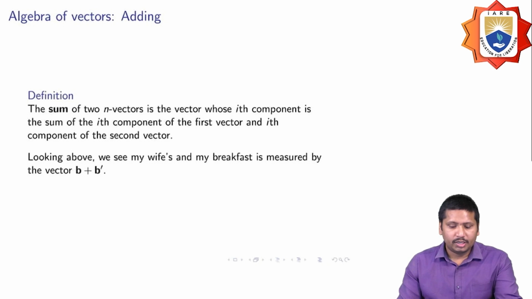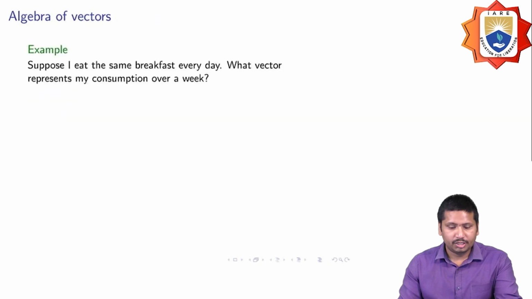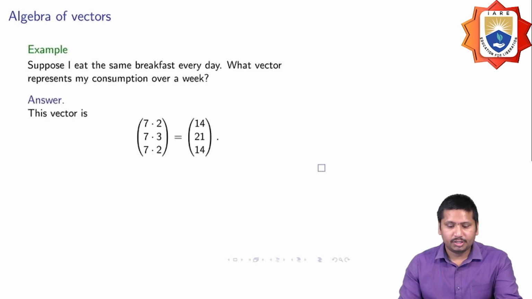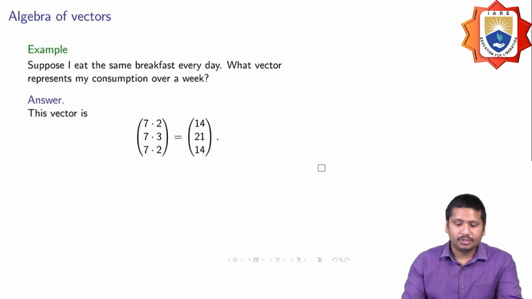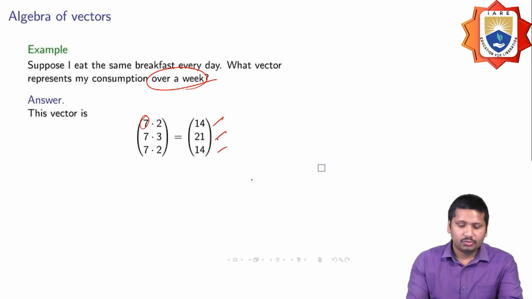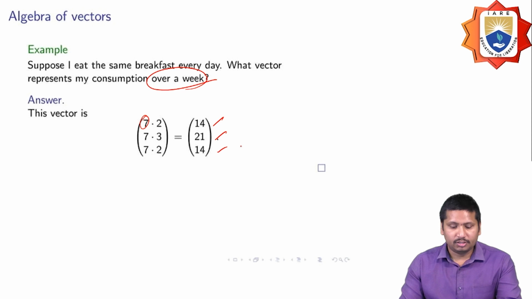Suppose my wife's breakfast is measured by a vector, and suppose I'm going to eat the same breakfast every day. What should be the vector that represents this? The consumption over the week I can represent by multiplying by 7, since I am calculating the days in a week, so that I get the resultant vector.